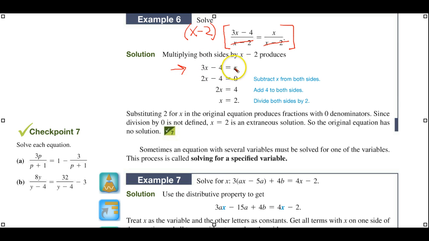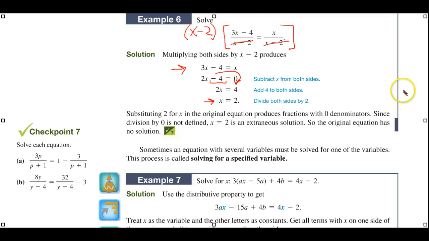So I'm going to take my x to this side as a negative x. 3x minus x gives me 2x. I'm going to take this term to the other side, and there it becomes a positive 4. Divide both sides by 2. I get x equals 2.